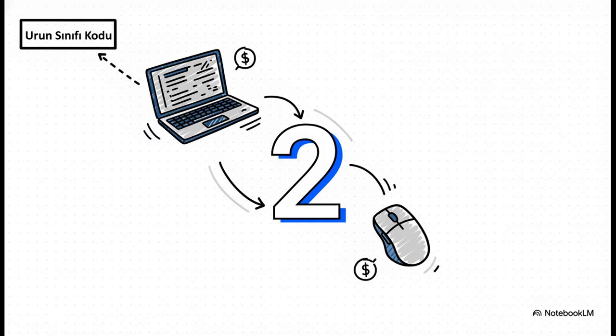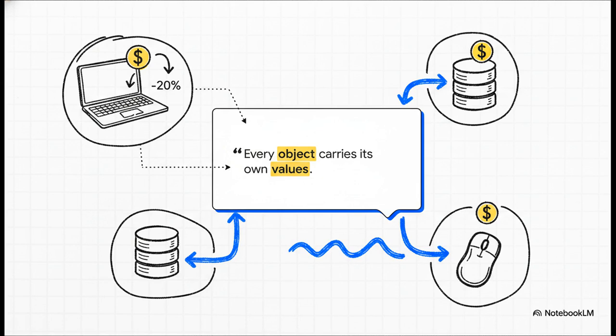Here is the absolute kicker. We write that product class code exactly once. Just once. But from that single template, we can instantly spawn two totally different, independent objects. Object 1 could be a massive $2,000 gaming laptop. Object 2 might be a $10 plastic mouse. In the background, they share the exact same genetic code from the product class, but in reality, they are completely separate entities. This hits on what is arguably the golden rule of OOP.